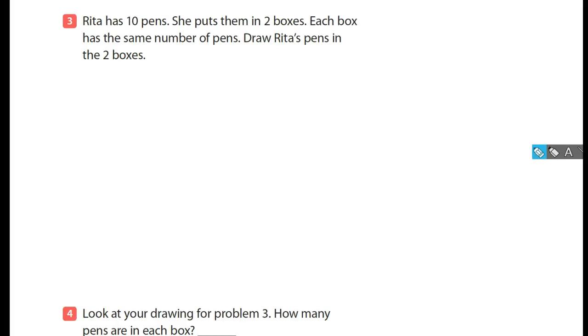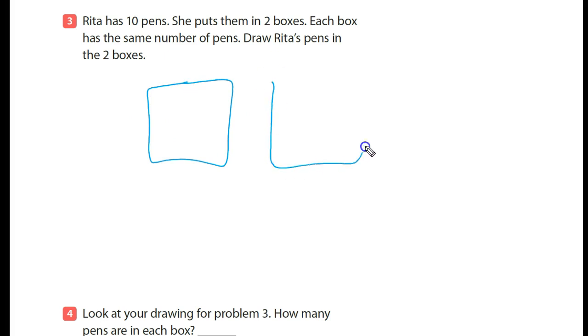So I'm looking at number 3, right? It says Rita has 10 pins. Then it says she puts them in 2 boxes. Each box has the same number of pins. Draw Rita's pins in the 2 boxes. So I'm going to use a square or rectangle as a box. And it says to draw Rita's pins in each box, right? And how many pins does she have total?